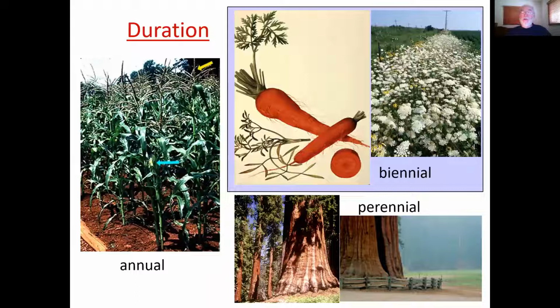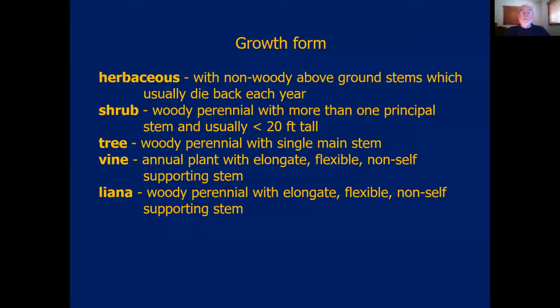And of course, perennial plants, shown here in the California redwood, the largest living organism on Earth, are plants that live for more than 2 years. As a matter of fact, the redwood can live for many thousands of years.